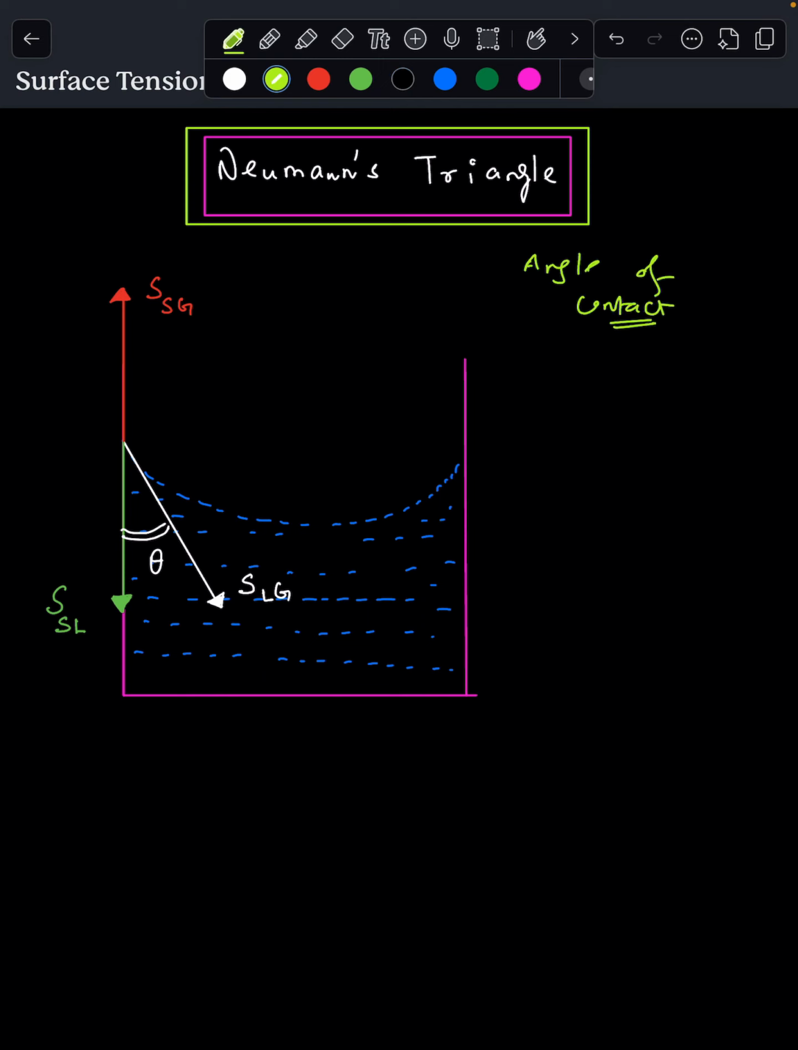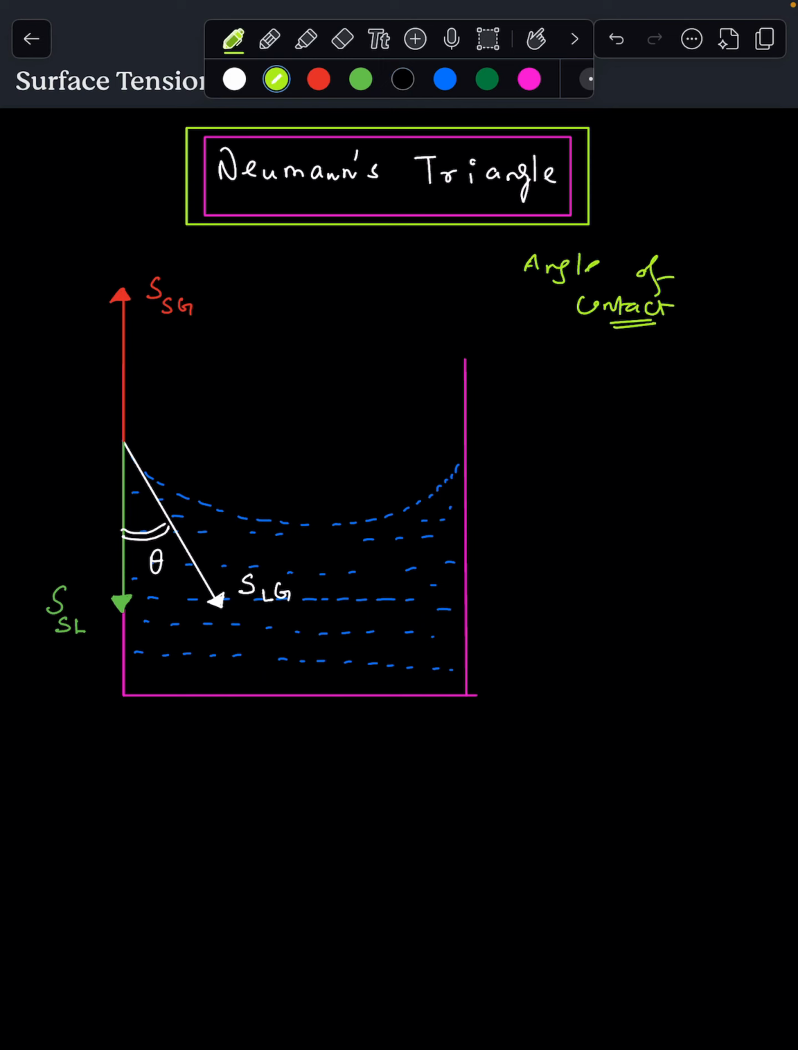As you can see here, S_SG, where S represents solid and G represents gas. This is the interfacial tension I'm talking about, between the solid-gas boundary. In a similar way, this is the interfacial tension on the liquid-gas boundary. And this is the interfacial tension on the solid-liquid boundary. As it is tangent everywhere, the directions are matched accordingly.